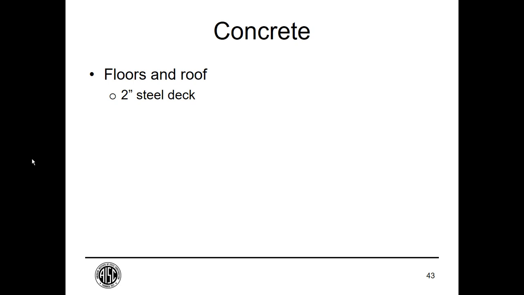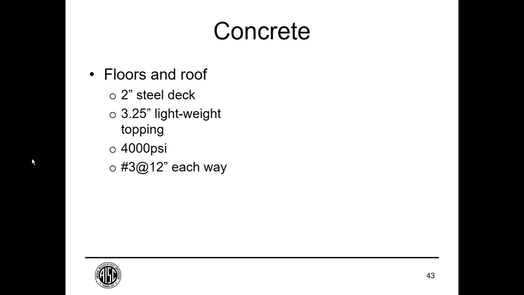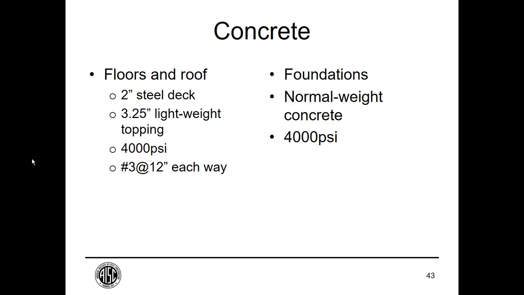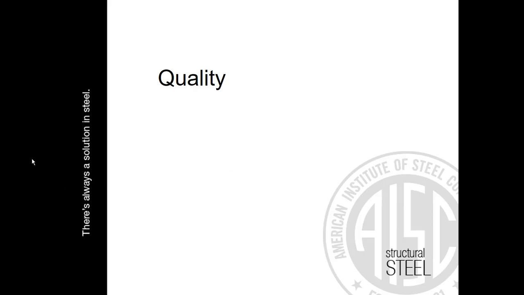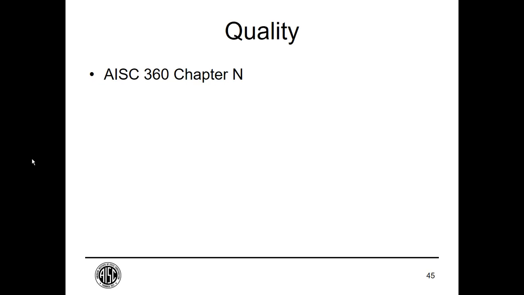Doors and roof, 2-inch deck, 3 1/4 inch lightweight topping, 4 KSI with number 3s at 12 each way. Normal weight concrete at the foundations, 4 KSI. All right, so those are the materials that we'll be using. There are some quality requirements.